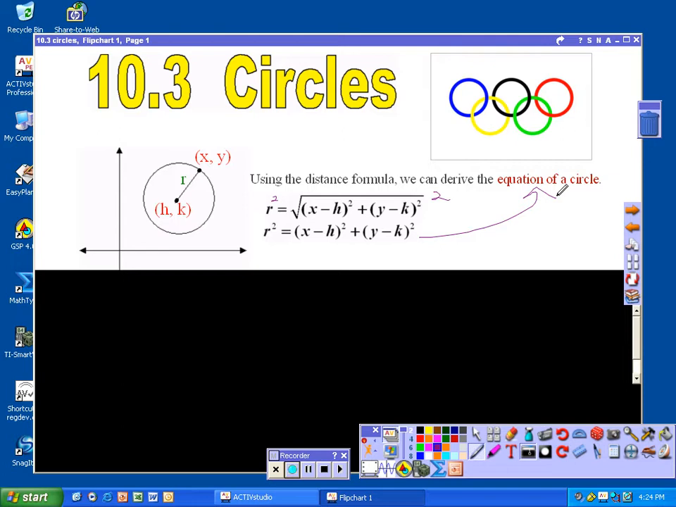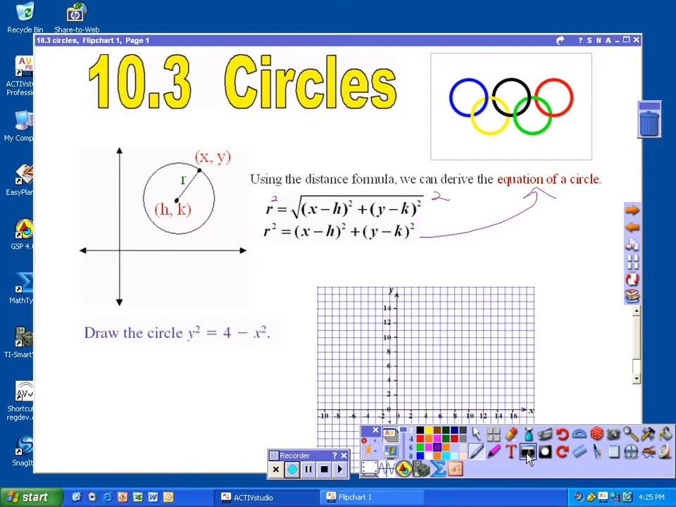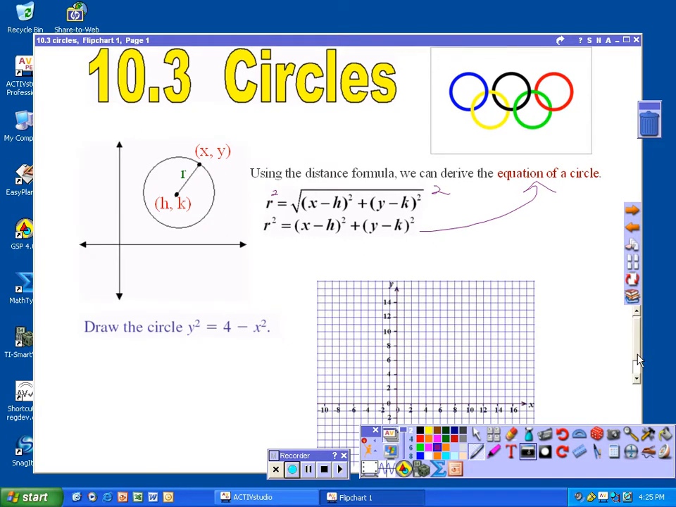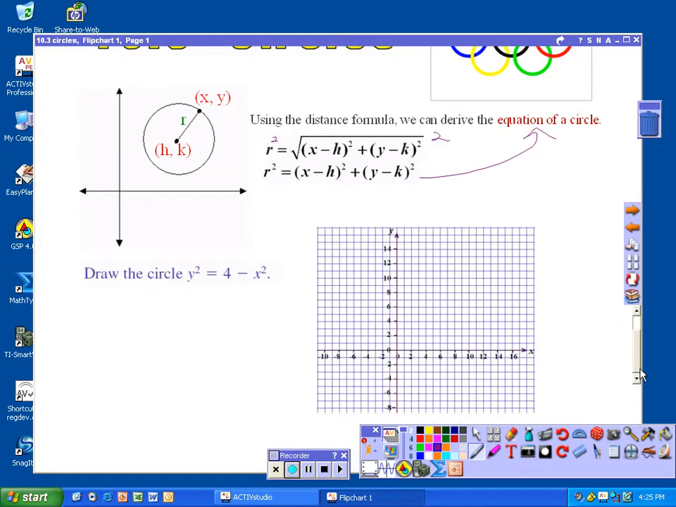Now knowing that, we should be able to plot any circle, derive any circle given a radius and a center, and we're first going to start with plotting a circle. So if we are to draw the circle y squared equals 4 minus x squared, notice our x's and y's are all on the same side of the equal. So let's first move the x squared by adding it. And you have x squared plus y squared equals 4.